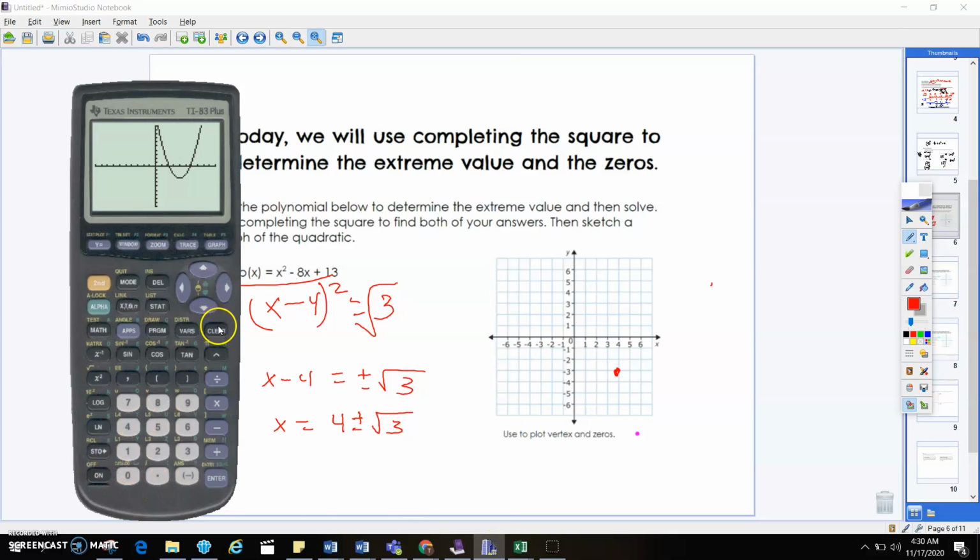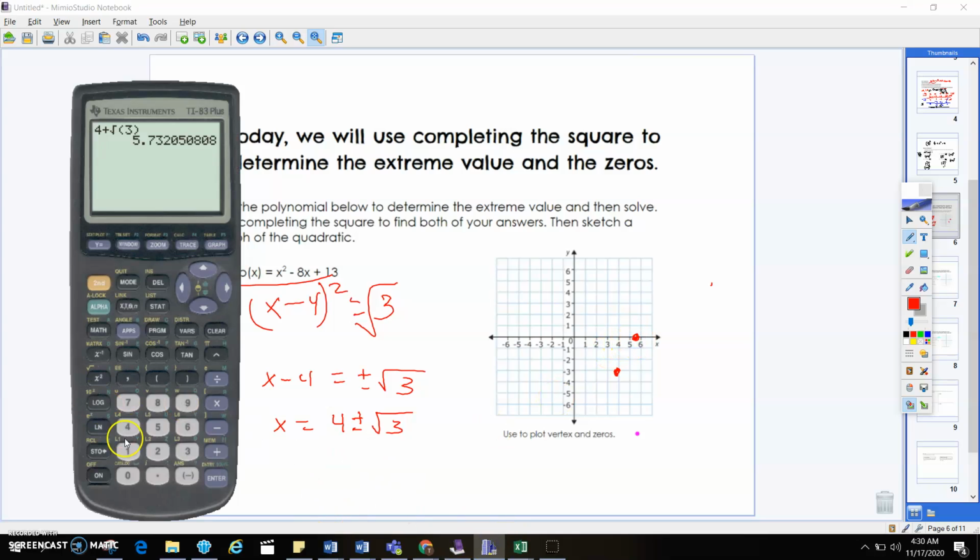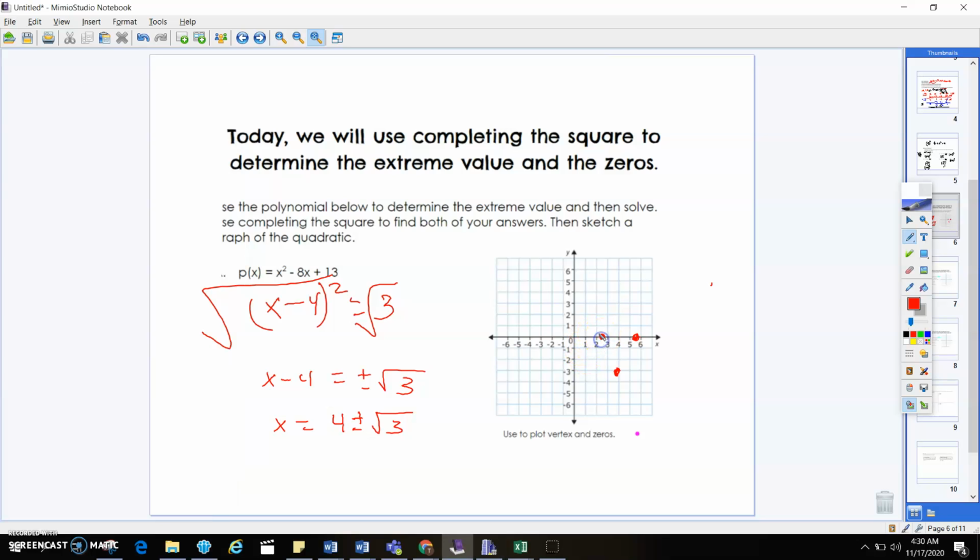So if I do 4 plus the square root of 3, it's roughly 5.73, which is right in here. And then if I do 4 minus the square root of 3, I get 2.26, which is right in here. And it's going to be like, whoop. Now remember, these are my zeros.